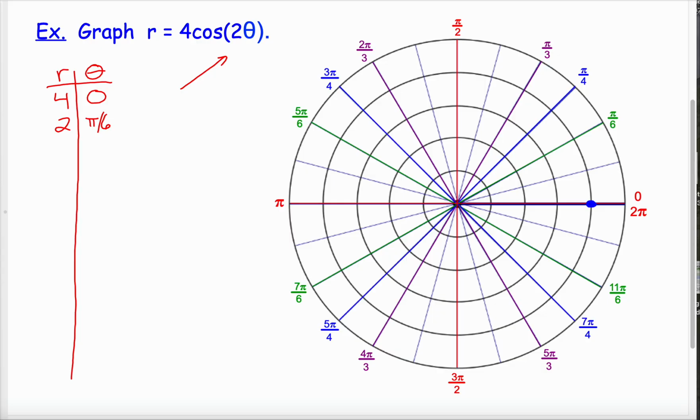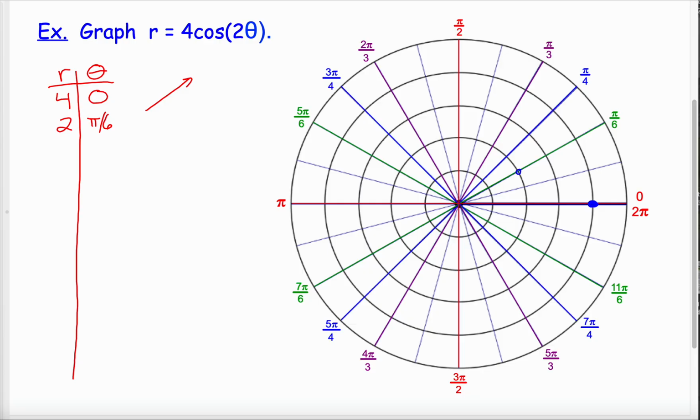Now this is where I don't want you to get confused. When we plug in pi over 6 for theta and we double it, that gives us pi over 3. But we're not graphing at pi over 3 on this graph. We're evaluating the cosine of pi over 3. So if you're thinking of the unit circle, go to pi over 3 on the unit circle, evaluate the cosine of that, which is 1/2 times 4. But now when I plot my point, I'm going to pi over 6, and then I'm going 2 units out. Students can get mixed up with that when doing the graph. So at pi over 6, I go out to 2. Notice r is getting smaller.